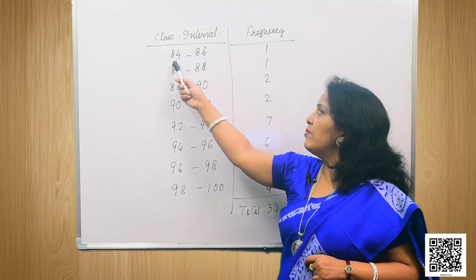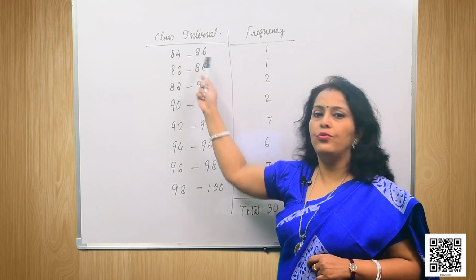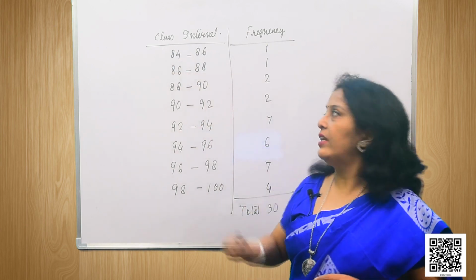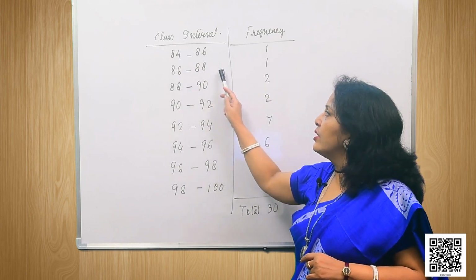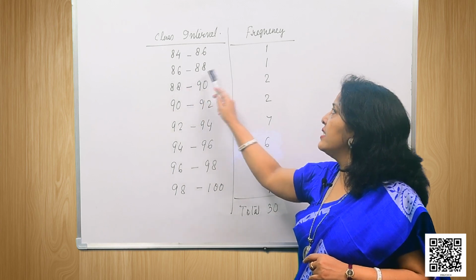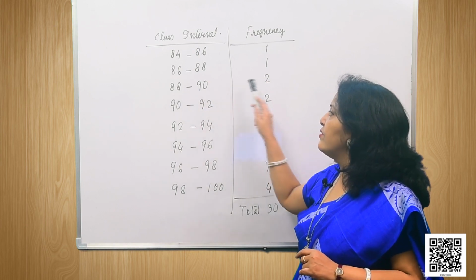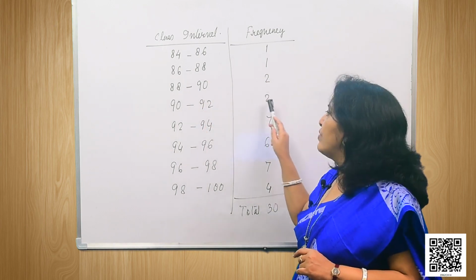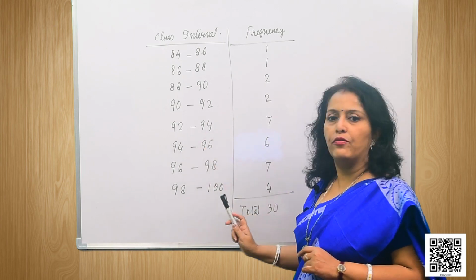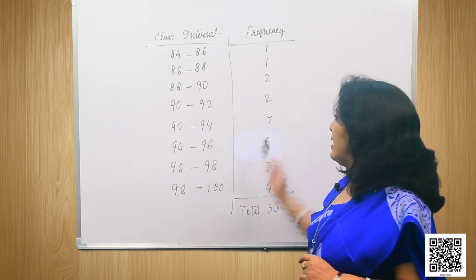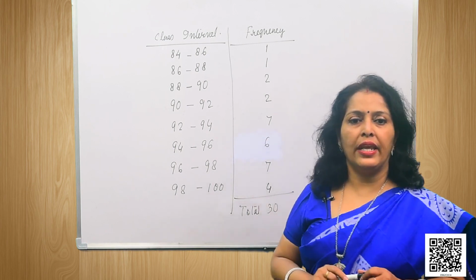Now similar to the previous sum, let me find out how many numbers are there in this range. 84 to 86, here we are having total only one number. Similarly in the second range, 86 to 88, here also we are having only one number. And in the range 88 to 90 we have 2, 90 to 92 we have 2, 92 to 94 we have 7, and then 6, 7 and 4. Here also for checking we have done that. The last one, the total is 30. So our frequency table total is 30.